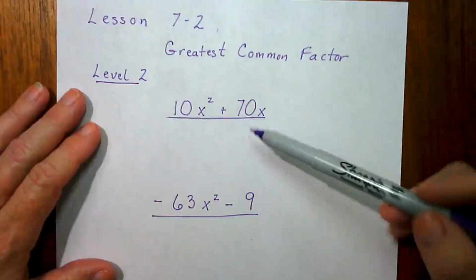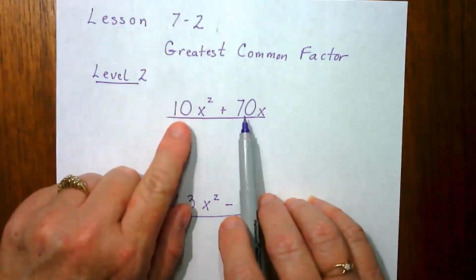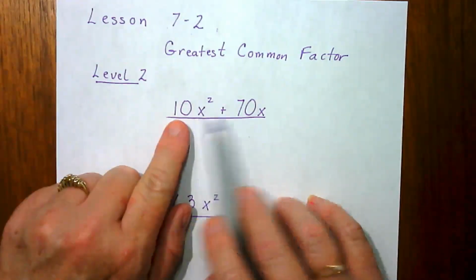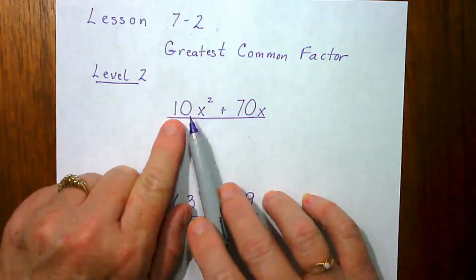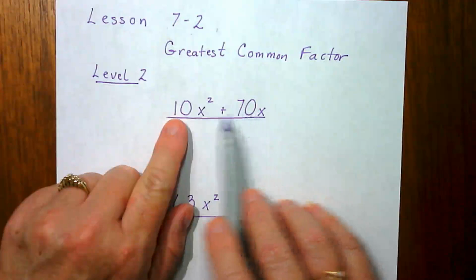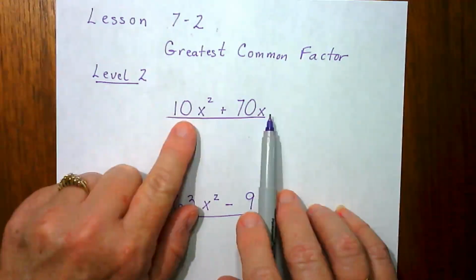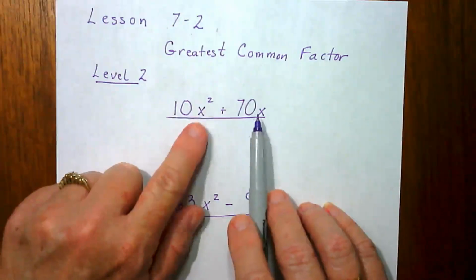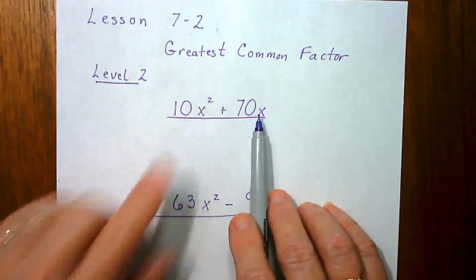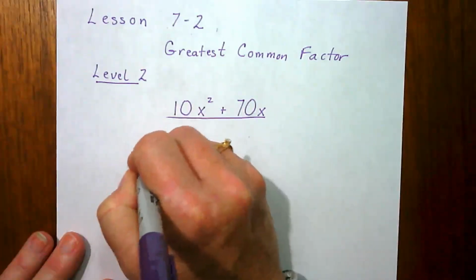All right, so to get started, let's think about the numbers 10 and 70. Well, I know that 7 times 10 makes 70, so I'm going to be able to take a factor of 10 from here and a factor of 10 from here. Now here I have two x's and here I have one x, so I'm going to be able to take an x away from both of these. So I'm going to be taking out 10x.